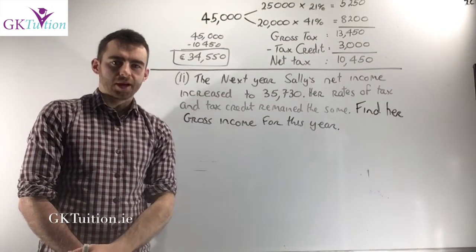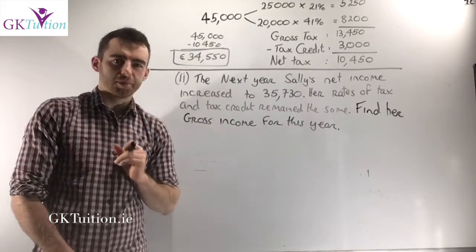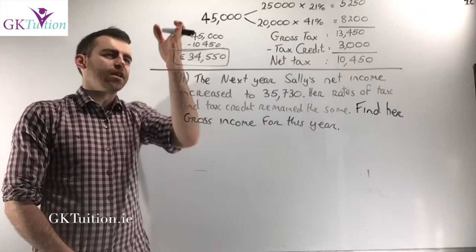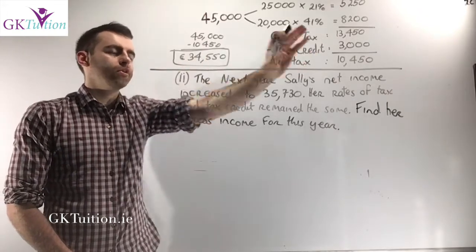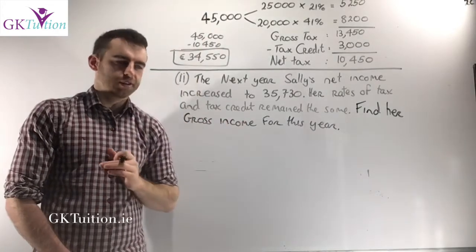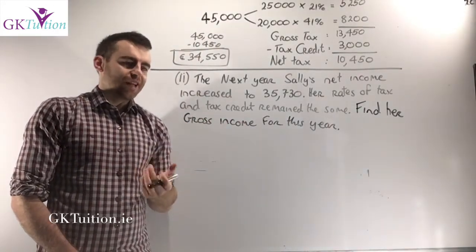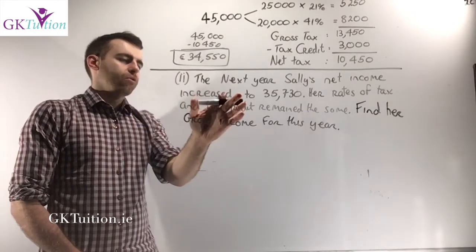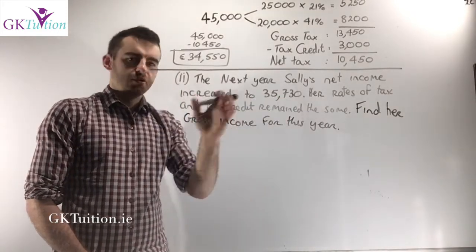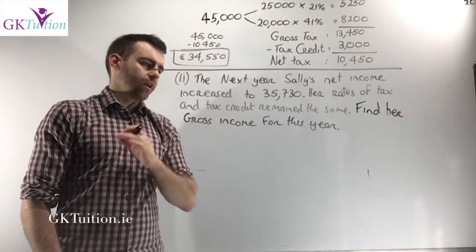Okay, now this is probably the hardest question we're going to do in the whole class, so I want you to pay close attention to part 2 here. You'll notice that I've written the answer for part 1 just above this because we're going to need to use this answer to work out part 2. We're told that the next year, Sally's net income increased to €35,730. Her rates of tax and her tax credit remain the same.